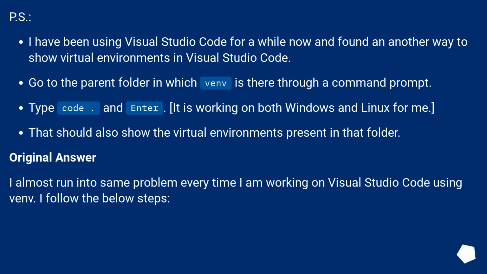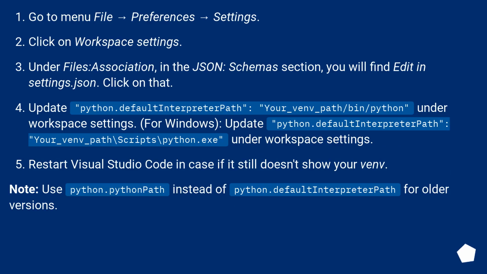Original answer. I almost run into the same problem every time I am working on Visual Studio Code using venv. I follow the below steps. Go to Menu, File, Preferences, Settings. Click on Workspace Settings. Under Files Association, in the JSON Schemas section, you will find Edit in settings.json. Click on that. Update python.defaultInterpreterPath: your_venv_path/bin/python under workspace settings.